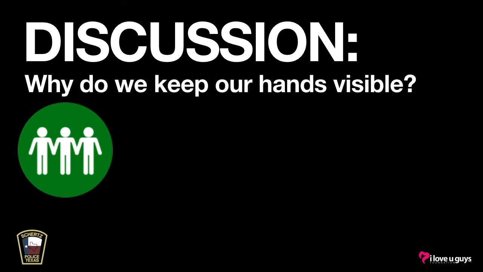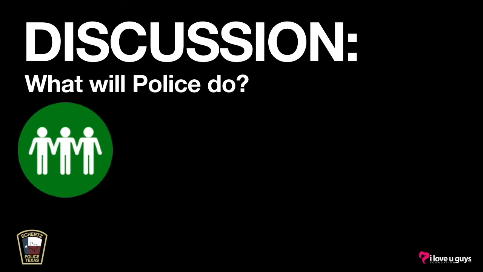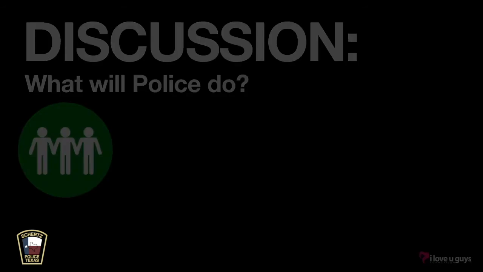Why do we keep our hands visible? Law enforcement officers are trained that hands can hold dangerous things. They will want to see your hands. You might be asked to evacuate hand in hand or with your hands on your head. What will police do? In some cases, during the evacuation assembly, officers will want to verify that students aren't at further risk. They may search students and staff for other dangerous items.